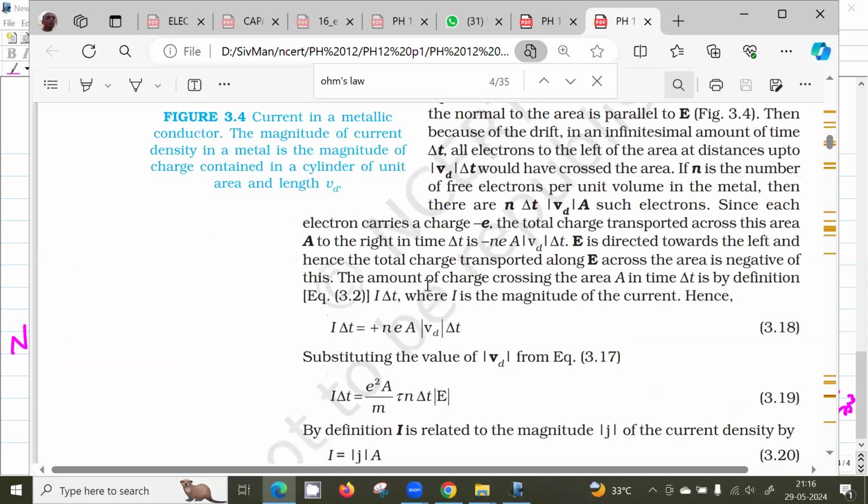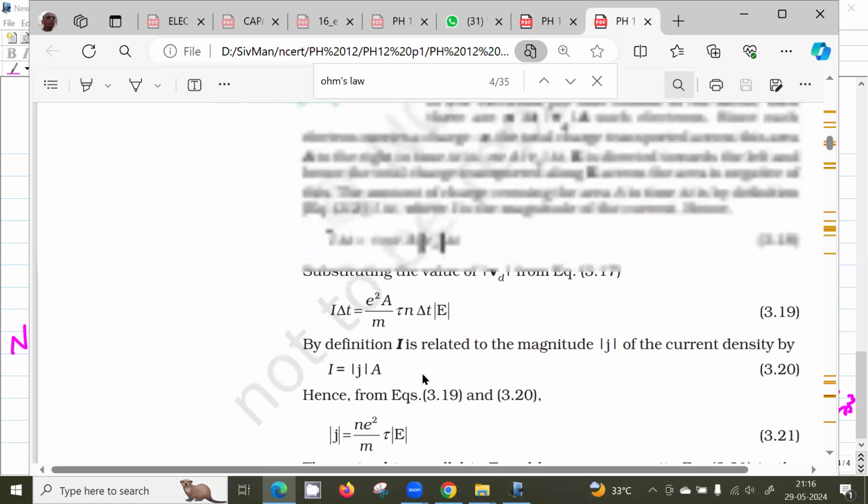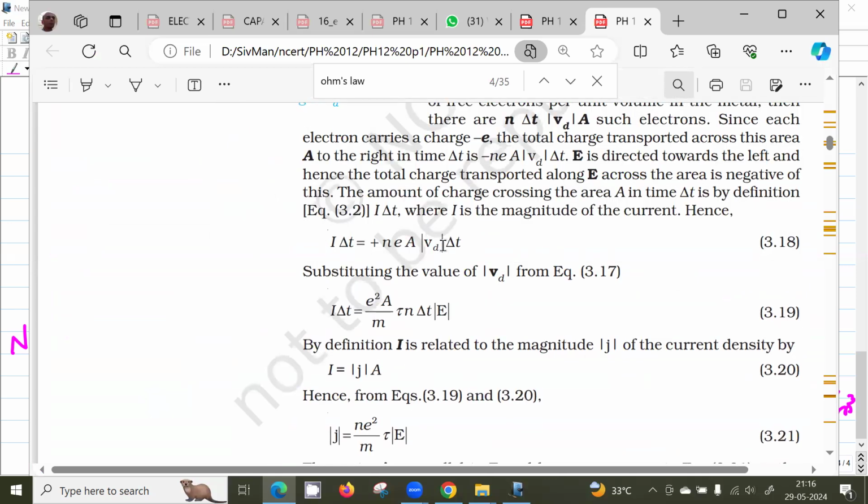So this also there is an example here. So this is the relation of the current and the drift velocity. Delta t will cancel on both the sides.